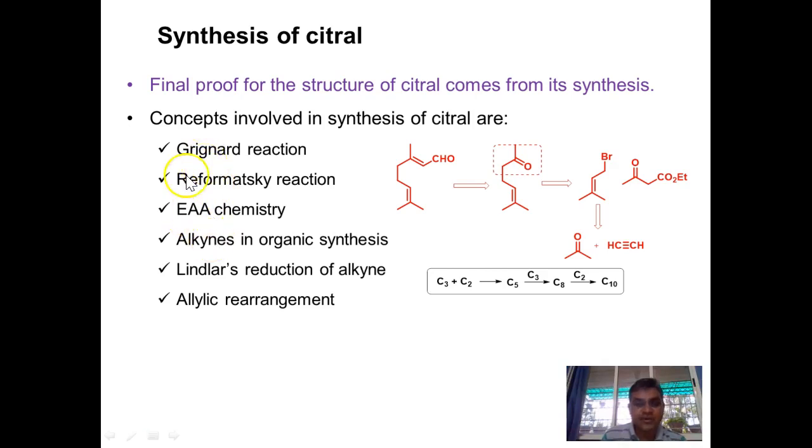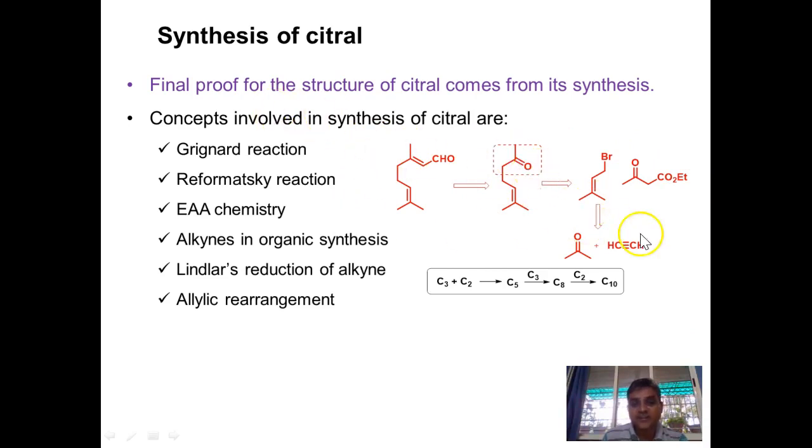So if we know Grignard reactions, Reformatsky reactions, ethyl acetoacetate chemistry, alkynes in organic synthesis, Lindlar's reduction of alkynes, and the allylic rearrangement, these are the concepts. If we are good at these concepts, then one can understand the synthesis of this citral molecule very easily.